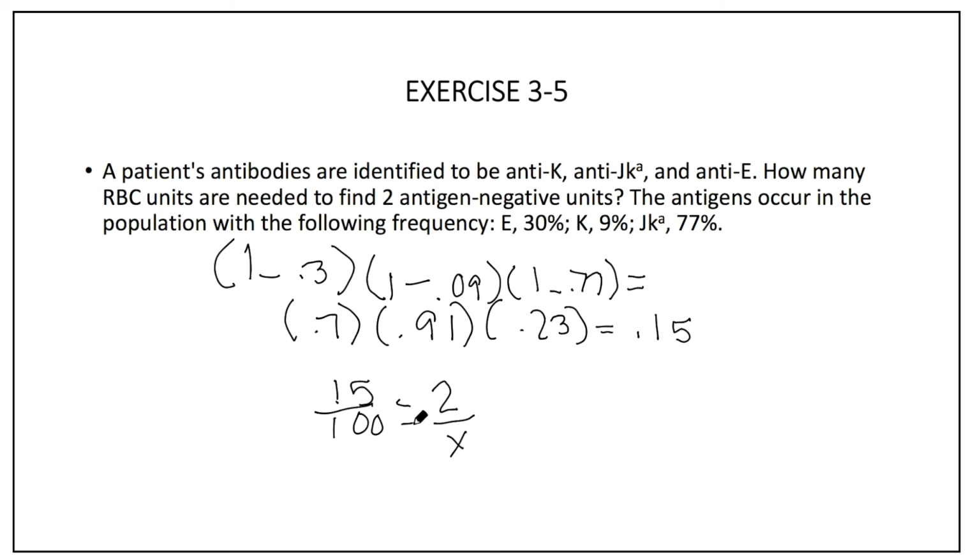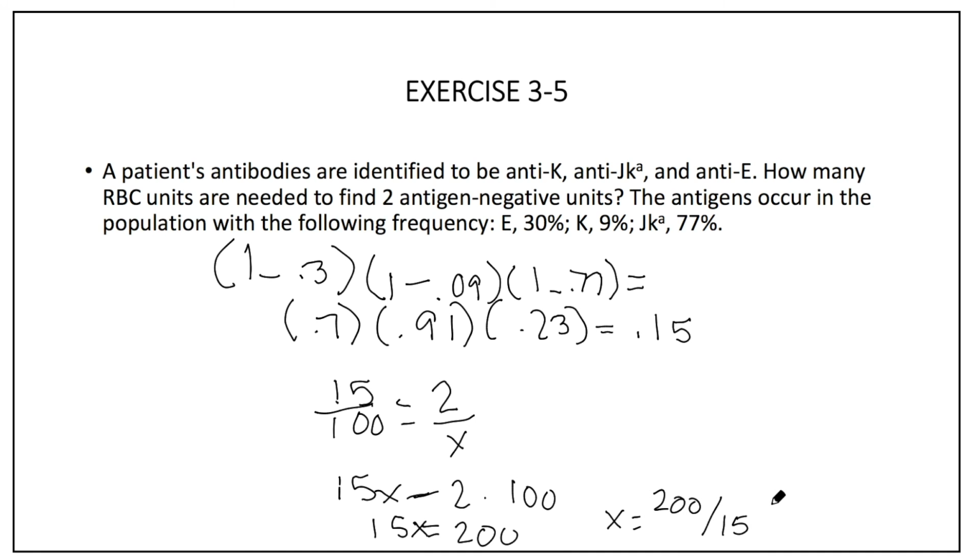So when you do a cross proportion, you would get 15x equals 2 times 100. That's also equal to 15x equals 200. And then you just solve for x. So x would equal 200 divided by 15.